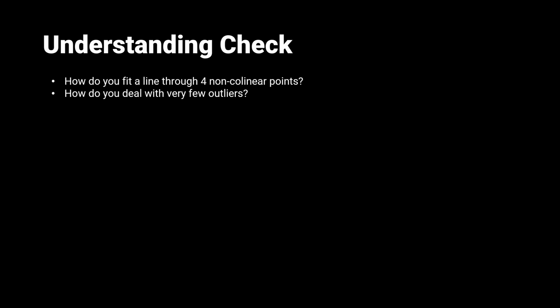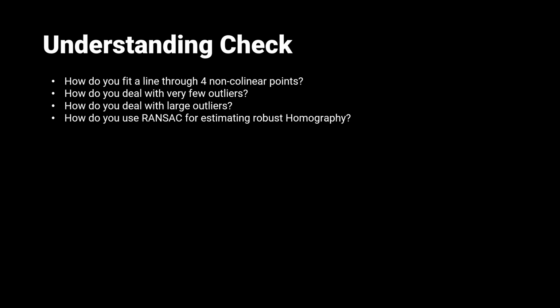Great. So just to recap, how would you fit a line through 4 non-collinear points? How would you deal with very few outliers? How do you deal with a large number of outliers? How do you use RANSAC for estimating a robust homography?